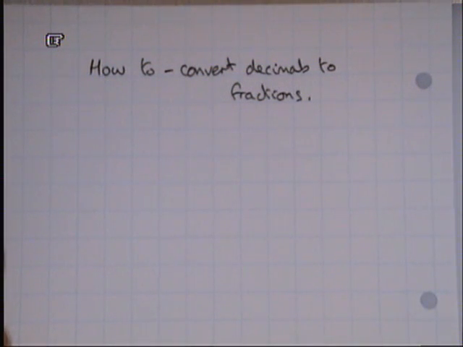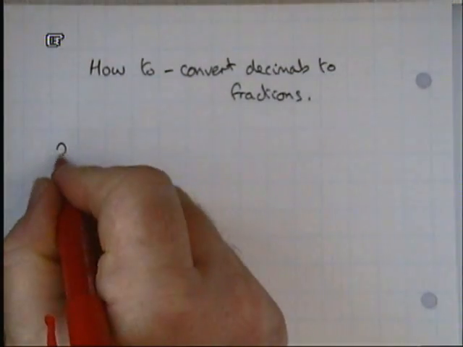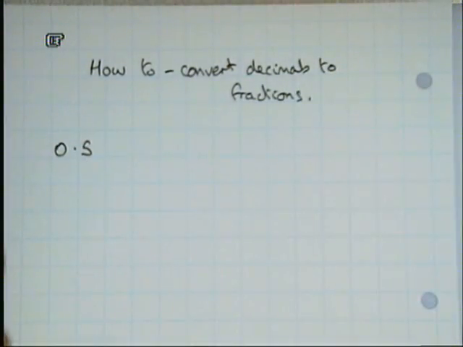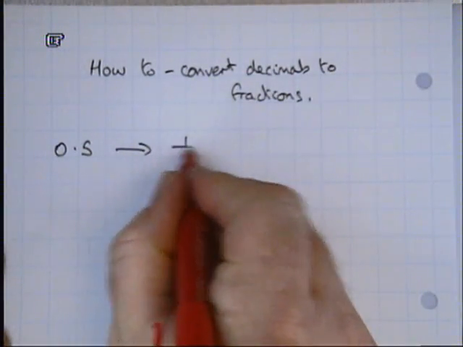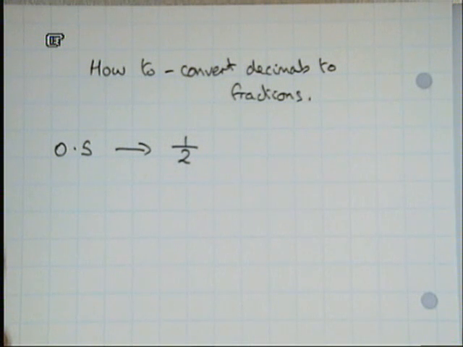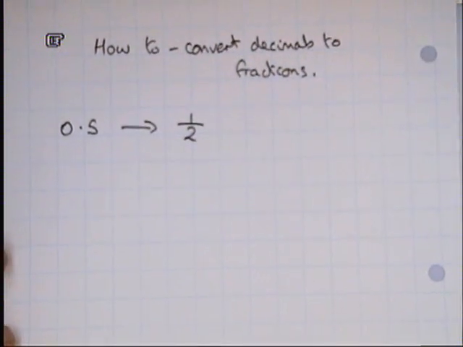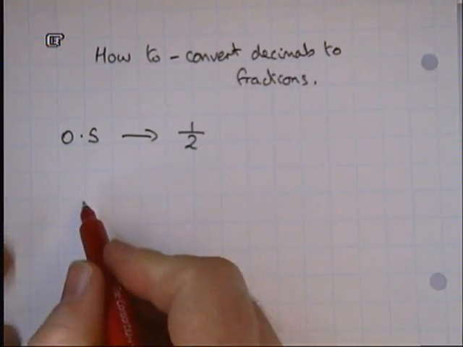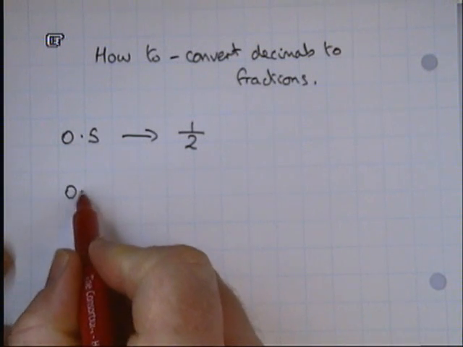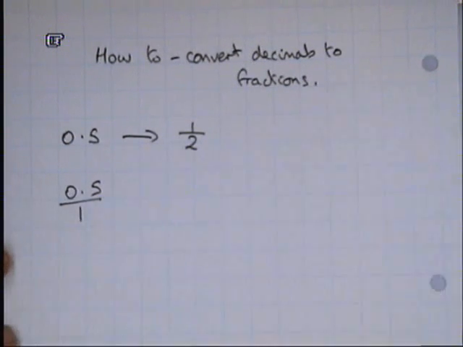Okay, in this video we're going to remind you how to convert decimals like 0.5 into a fraction like a half. Now you should all remember that 0.5 is the same as a half, but I'm going to show you a method that you can use to convert any decimal of this form. So let's start. Well, let's write 0.5 over 1.